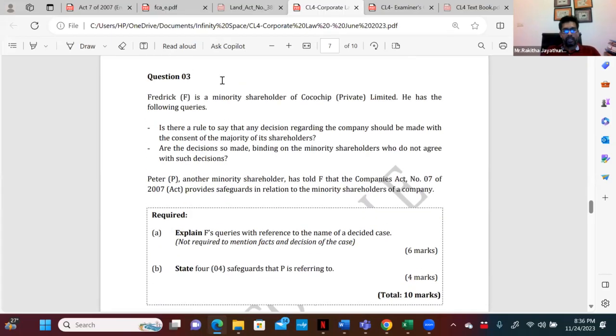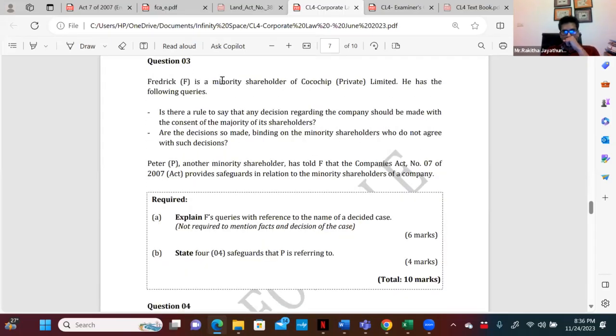Then question number 3. Frederick is a minority shareholder of Cocoche Private Limited. He has the following queries. Minority shareholder. Is there a rule to say that any decision regarding the company should be made with the consent of the majority of shareholders? Is there a rule?